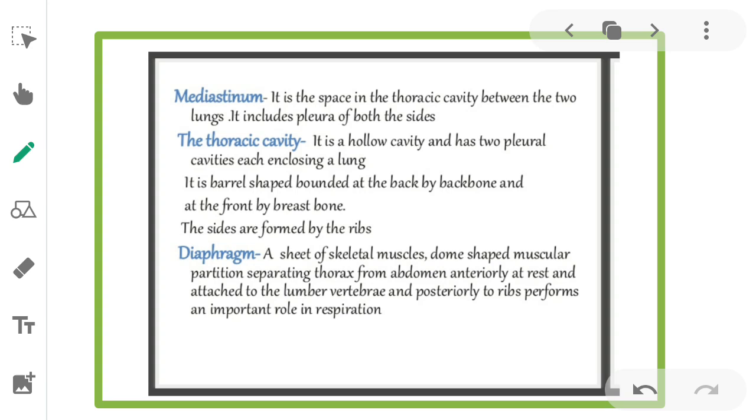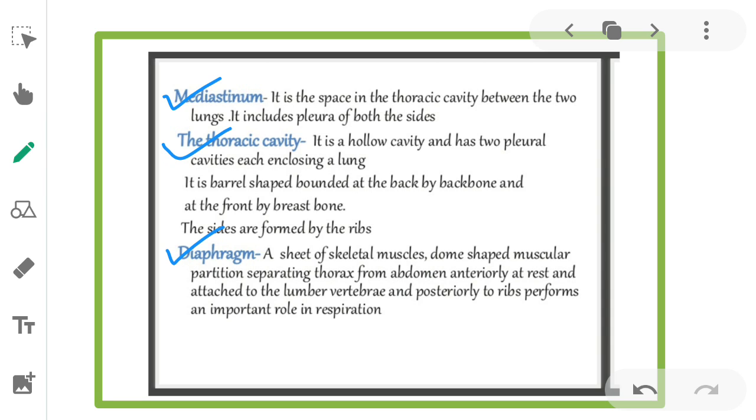Here, the lungs are covered by the mediastinum, thoracic cavity, and diaphragm. What do we mean by the mediastinum? It is the space in the thoracic cavity between the two lungs. It includes the pleura of both sides. Then, the thoracic cavity is a hollow cavity with two pleural cavities, each enclosing a lung. It is barrel-shaped, bounded at the back by the backbone and at the front by the breastbone. The sides are formed by the ribs.